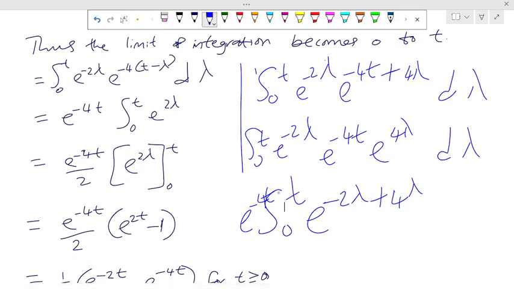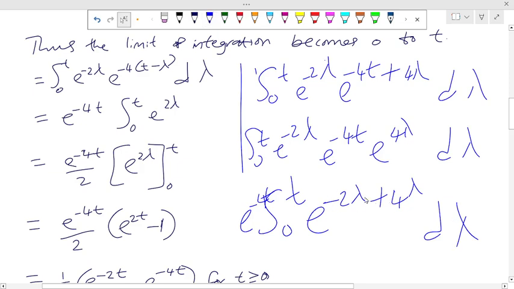Now differentiating with respect to lambda. When you sum this, what do we have here? We end up with minus 2 lambda plus 4 lambda. That will be 2 lambda, which is what we have here. Perfect. d lambda.